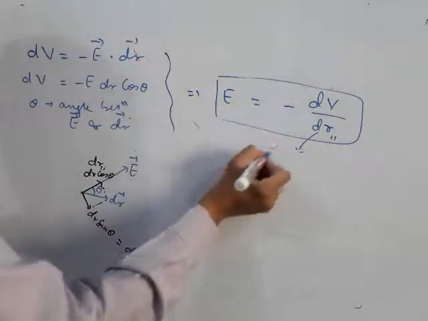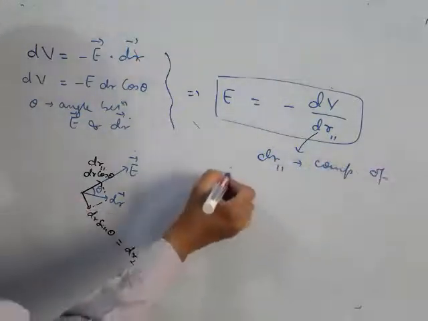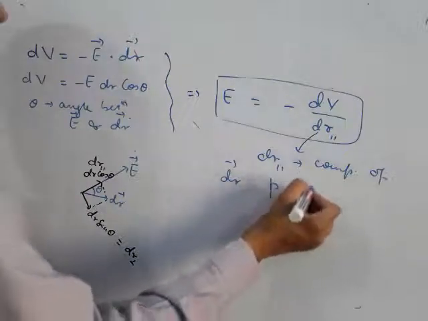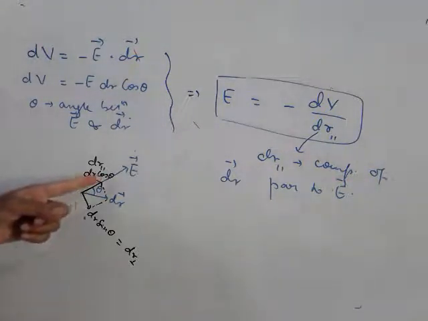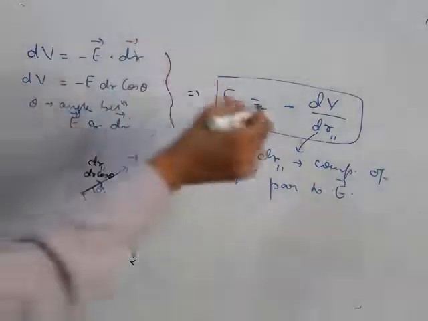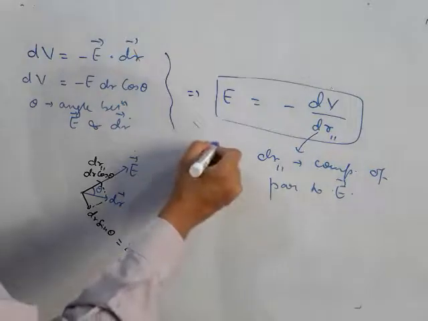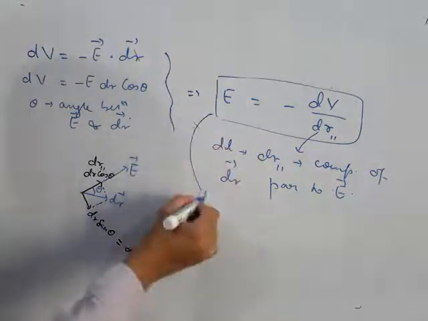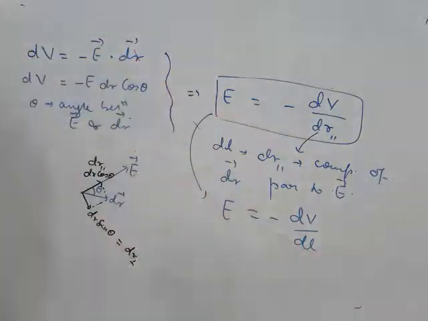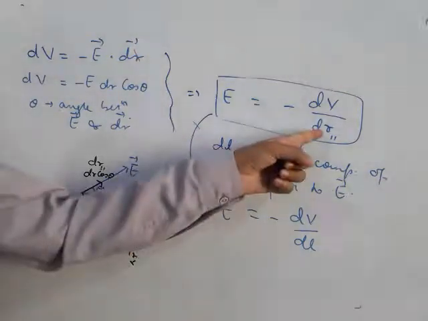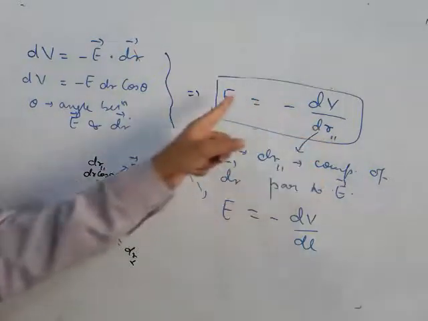And let me cite it again, what is dr parallel? Dr parallel is the component of displacement vector parallel to E vector. That means this one. If you wish, you can name it as something else. So dr parallel, if you write it as dl, then you can write this expression as E is equal to minus dV upon dl, where dl and dr parallel mean the same thing. But I would like you to prefer remembering this particular formula because it will remind you that we have to move in a direction parallel to the direction of electric field.